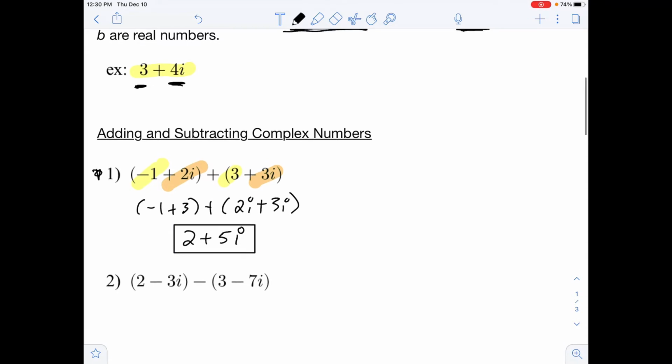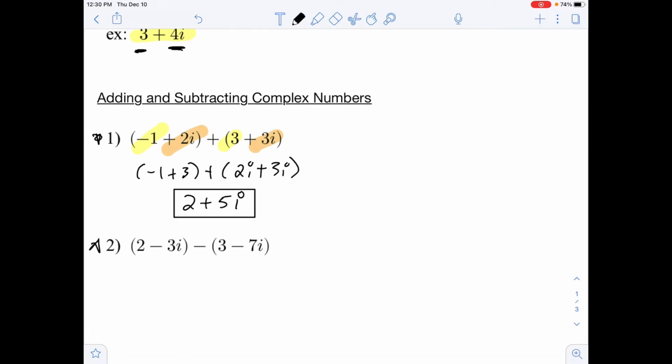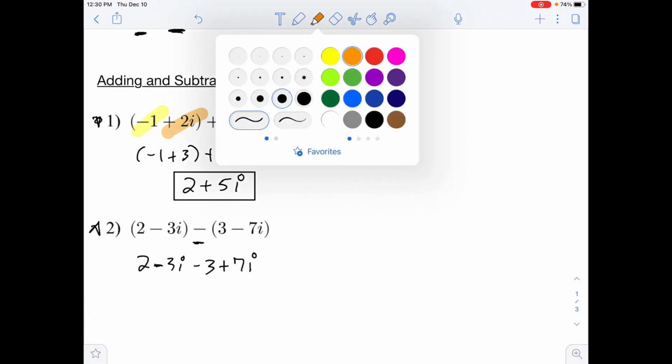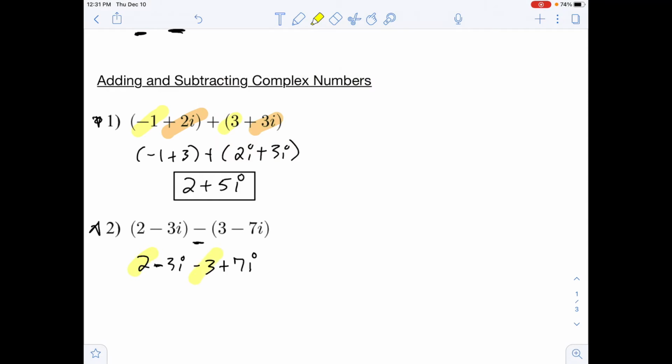Pretty straightforward. Now where you have to be careful is with subtraction, because we still have this minus before the parentheses, which means that we're going to need to distribute that minus. So then this, we're going to rewrite. We have 2 minus 3i. This becomes -3 plus 7i. Again, we have to distribute that minus sign first before we do anything else. And then we can go ahead and look at our real components and our imaginary components, and we can add those together. So that would give us -1 plus 4i. And that would be the answer to number 2.